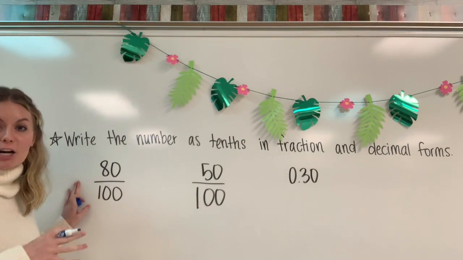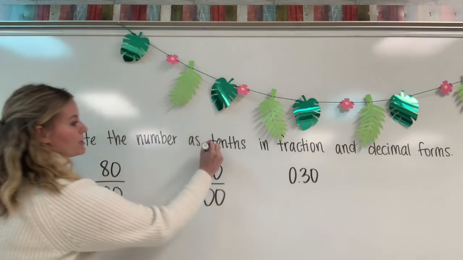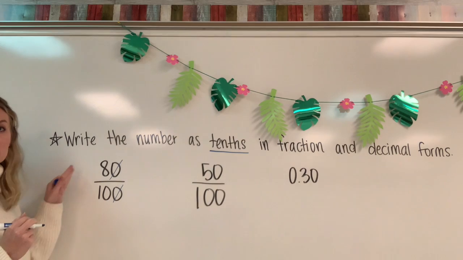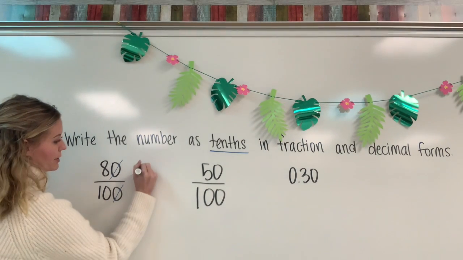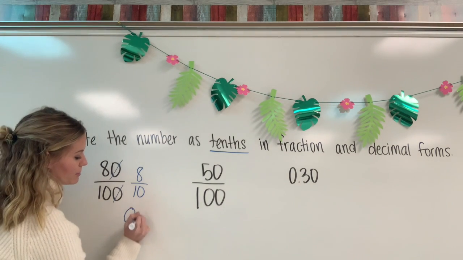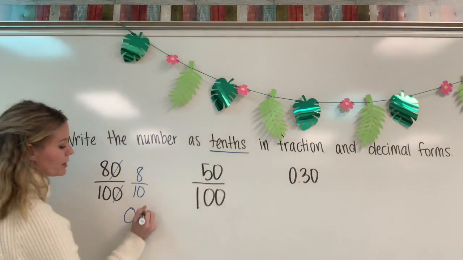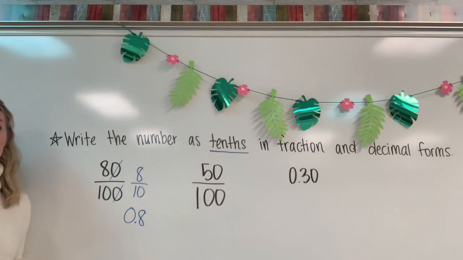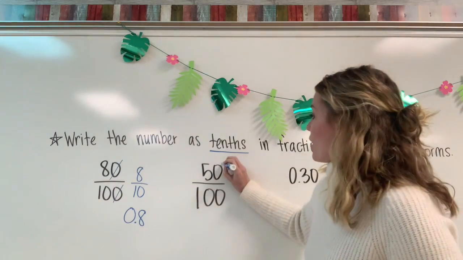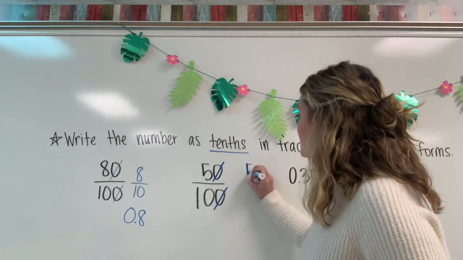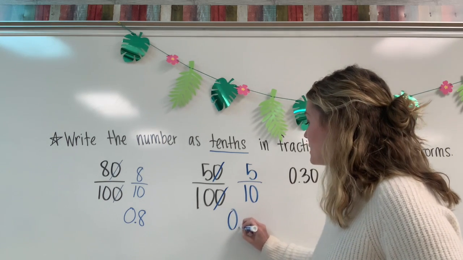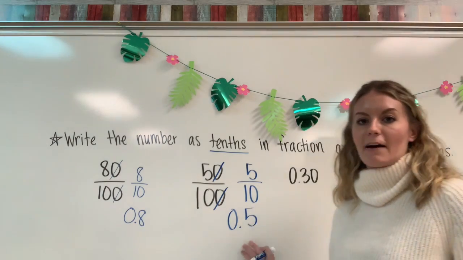We have 80 hundredths, but we want to make it into tenths. So we'll take off both zeros, for the top and the bottom. Here's our fraction form, 8 tenths. And here is our decimal form. We don't have a whole number, so 0.8, 8 tenths. Now this one, 50 hundredths, we're going to take off both zeros. Our fraction form is 5 tenths, and our decimal form is 0.5.